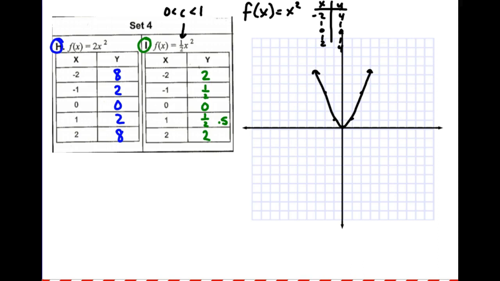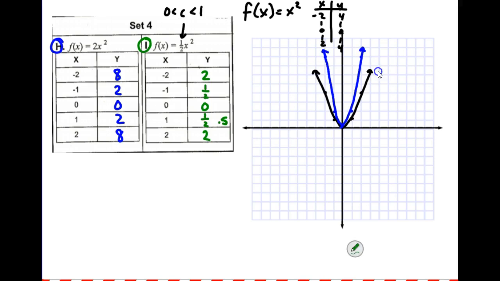So with the 2x squared, I want to graph my function. I have -2, 8. So go over here to -2 and up here to 8. And -1, 2 and 0, 0. And 1, 2 and 2, 8. Notice the symmetry again. You can see the equidistance from the y-axis to each of those points, because this has symmetry with the y-axis. So make our little sketch of the 2x squared and put our little arrows on the end.